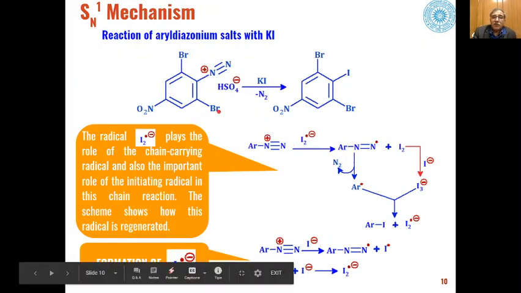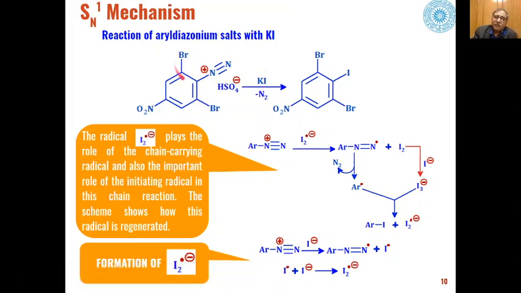Then this is another example of aryl diazonium salts reacting with potassium iodide. Now here the mechanism is different, although the product formed is the same: this will lose a molecule of nitrogen, and iodide ion as nucleophile gets attached to this carbon, and we will get the product, but the mechanism of the reaction is different. So here the aryl diazonium salt will first react with this type of iodine radical anion.